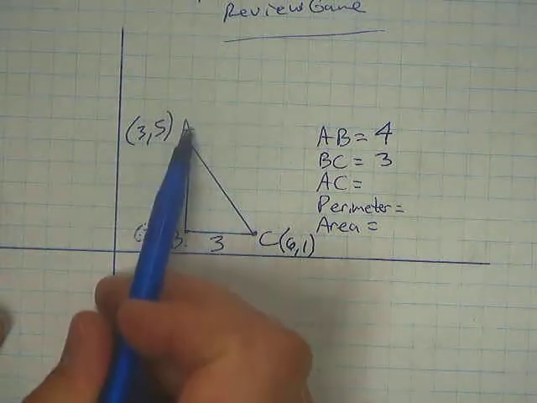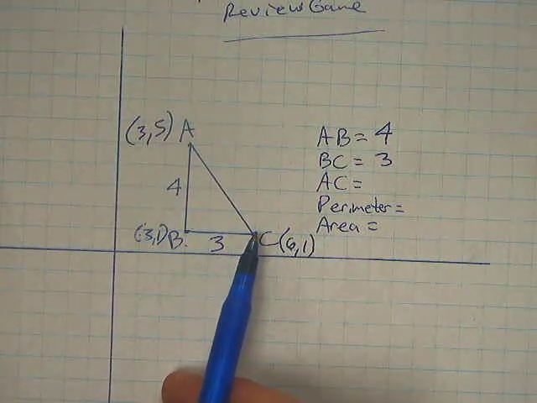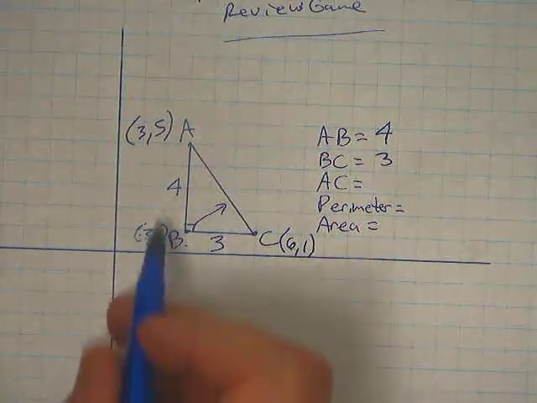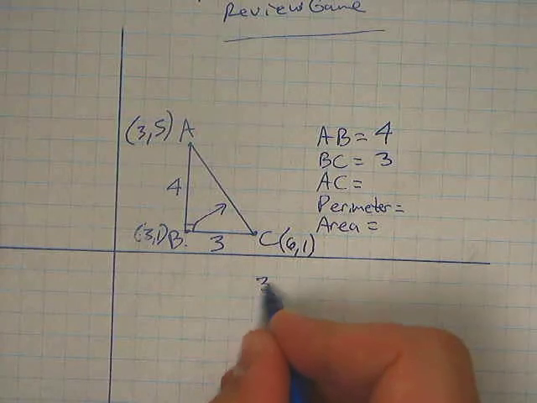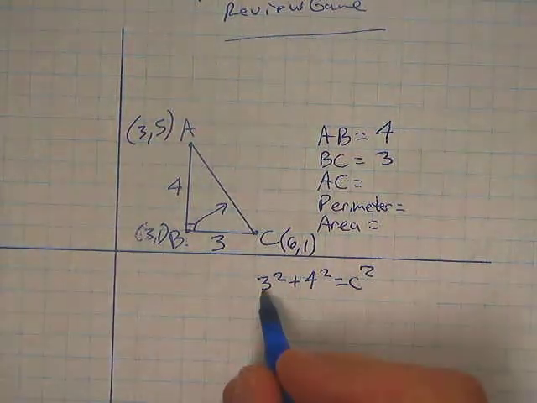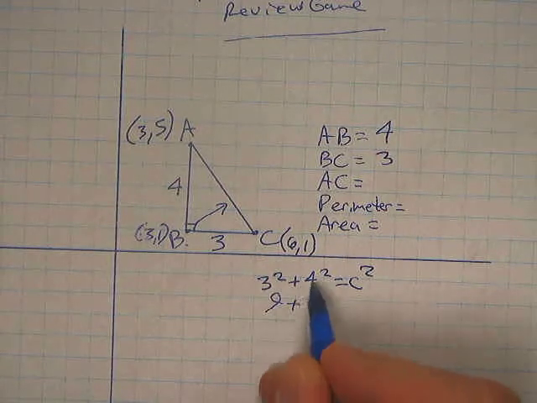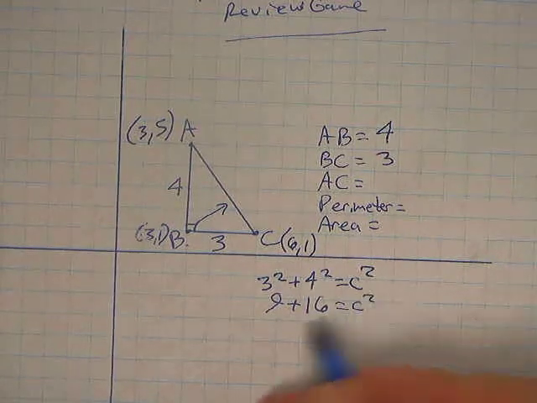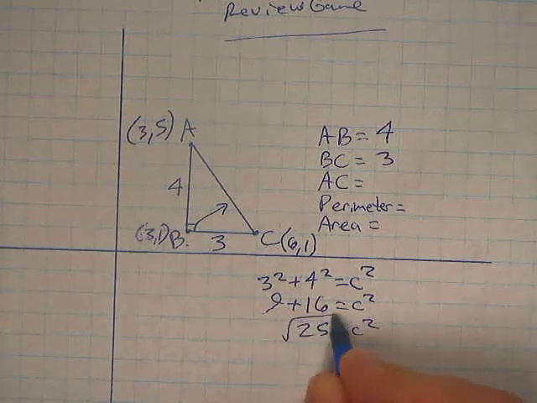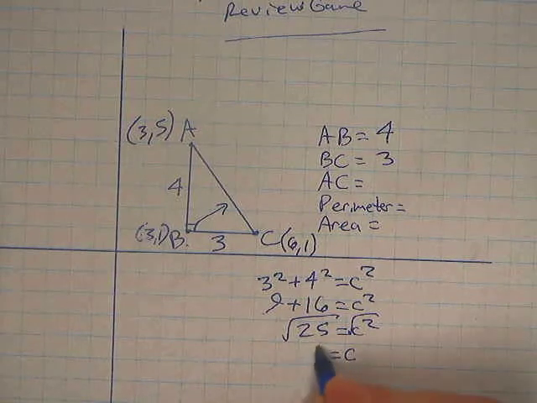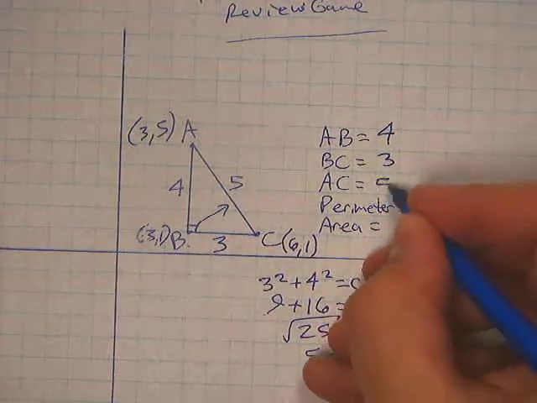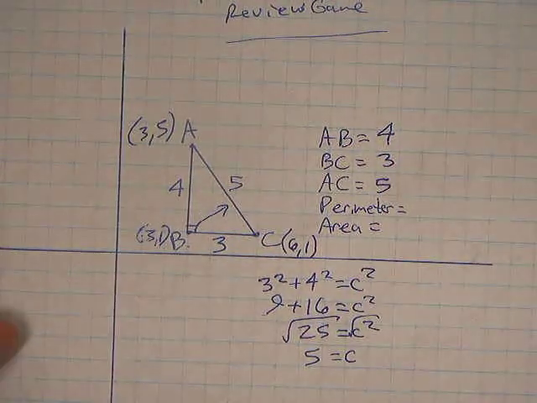Now, just like we did in Unit 1, when a line is on a slant like this, we're going to use the Pythagorean theorem, because this is a right triangle with a hypotenuse. We're going to use 3 squared plus 4 squared equals c squared. 3 squared is 9, 4 squared is 16. We add these numbers together, and you get 25 equals c squared. Take the square root, and c is equal to 5. So that means the length of AC is 5. We could put that right here.